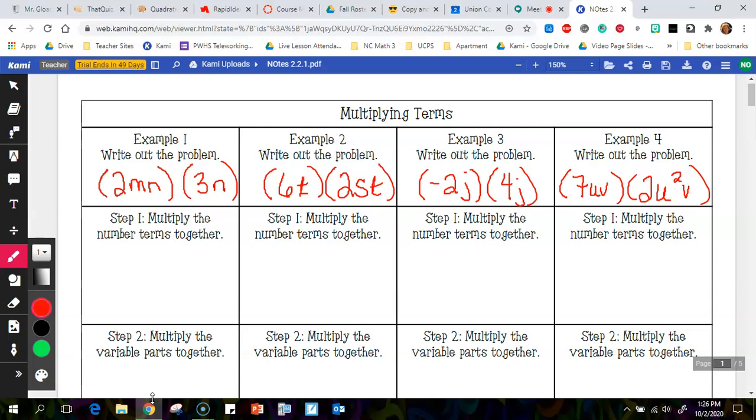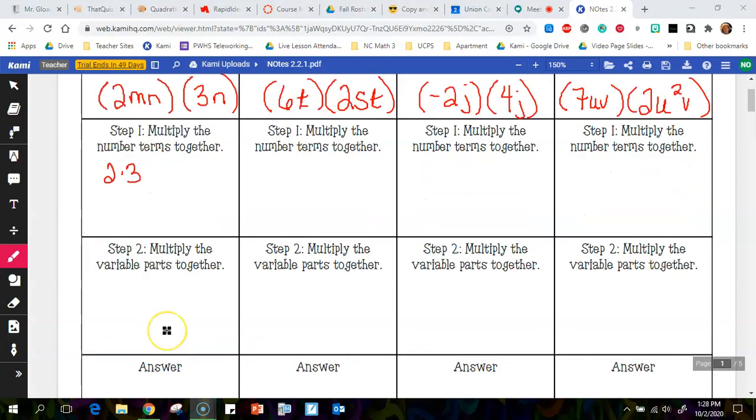All right, so let's look at the first one, 2mn times 3n. So step 1 is multiply the number terms together. So we would multiply the 2 times the 3. I moved it up a little bit. And then in the next box, we will bring down the 2 times 3, which is 6, and we're going to multiply the variable parts together. That was m, and then combine those to get the answer.